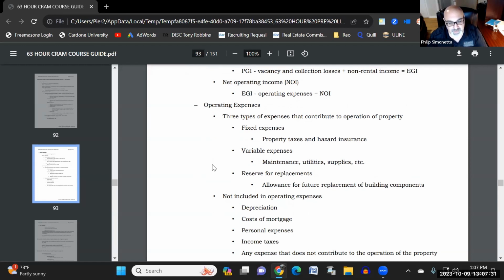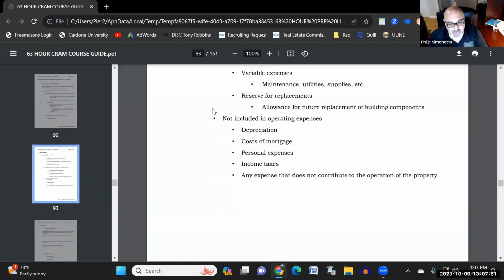First, you have your fixed expenses. That's your property taxes, insurance. You have your variable expenses, maintenance, utilities, supplies, etc. And then you have your reserve for replacement. That'll be for allowance for future replacement of building components, roof, air conditioning, water heaters, things like that.